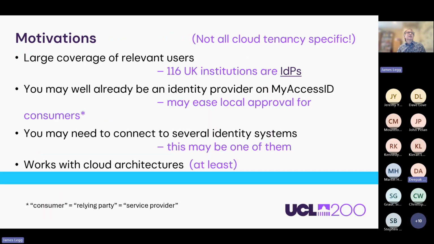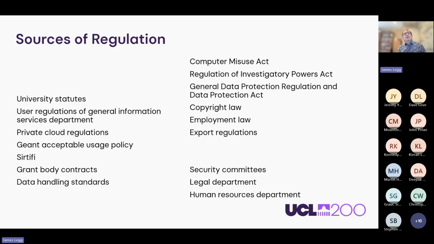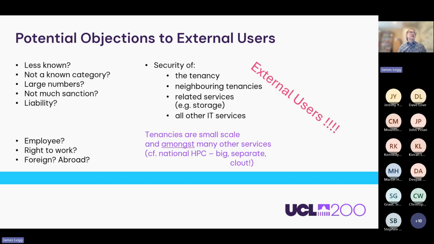So we're talking about regulations and sources of them. What's really different about our private cloud is that we have external users in what's really the heart of the university computing system. So that can get people a little excited. And what are the reasons? Well, they're people from outside, so they're less known about. They may not even be a category of people in the minds of the university administrations.